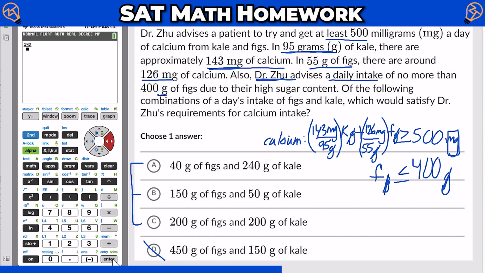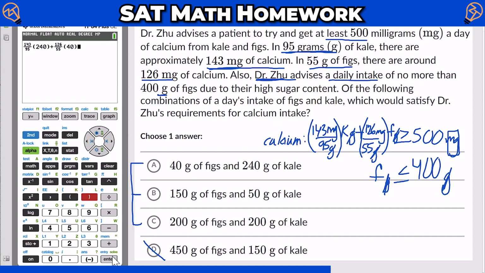I'll press right to go to the denominator. So then I input the kale. Now, it's really important to be careful of order. The way that we wrote it, we had grams of kale, grams of figs. Here, they have it figs, then kale. So we just want to be careful. We want to make sure we go ahead and put kale first. So we'll put 240 plus, and then we'll do the same thing here. We'll do alpha y equals, enter the fraction, 126 over 55, and then we'll replace the figs with 40.